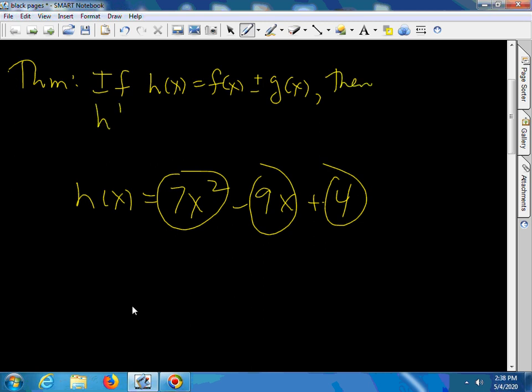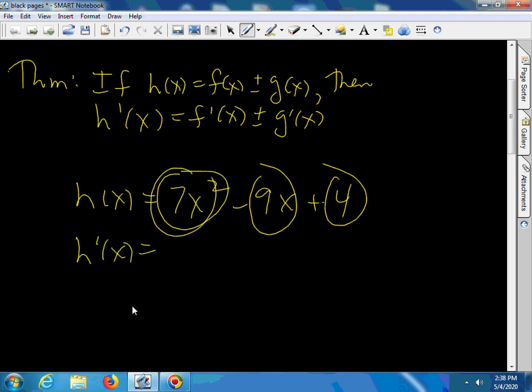Then h prime of x will be the derivative of the first function plus or minus the derivative of the second function, which means if you want to find the derivative of h of x, you find the derivative of that, you get what you get, minus, you find the derivative of this, you get what you get, plus the derivative of that. You take the derivatives separately.